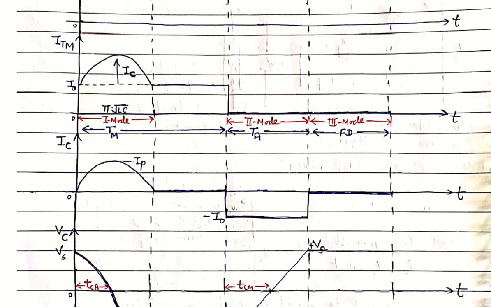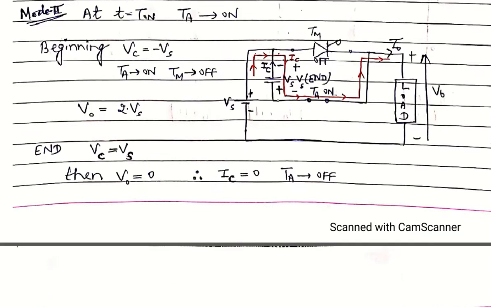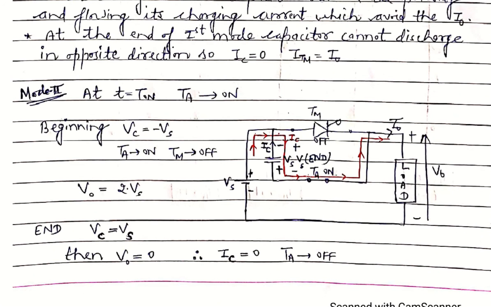What is the I_C current? I_C will be minus I_0. So at the end of the first mode it will be 0. Now it will be minus I_0. Why minus I_0? Because in the second mode the reference polarity of I_C is denoted as shown, and this I_C current will be flowing opposite to this reference polarity. So it will be denoted as negative.